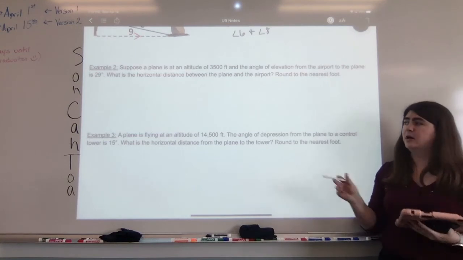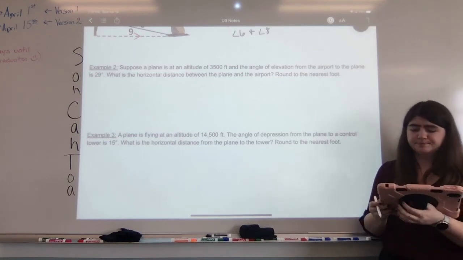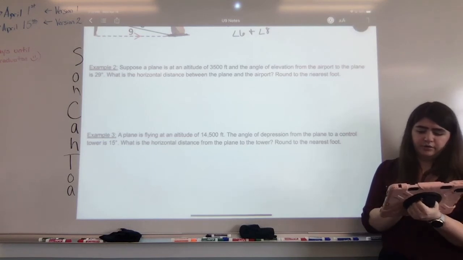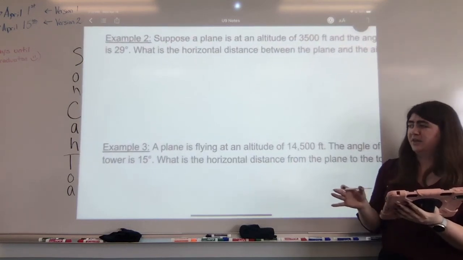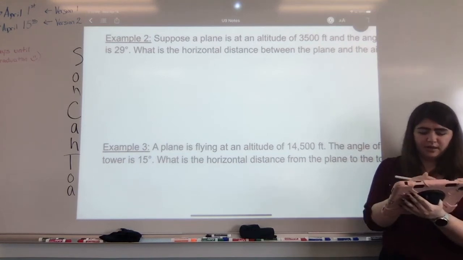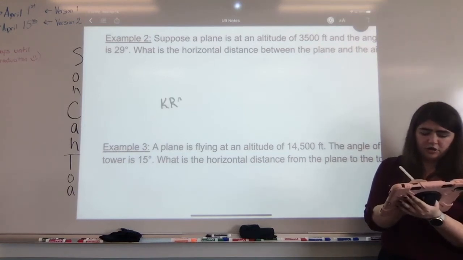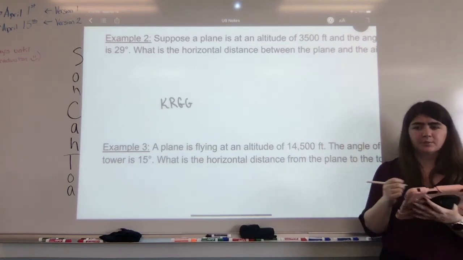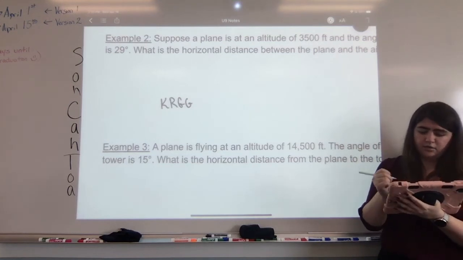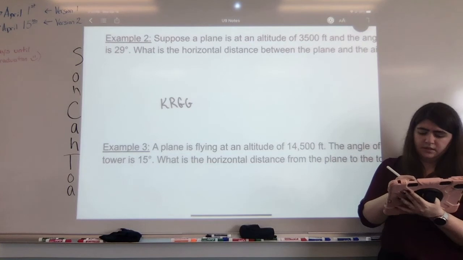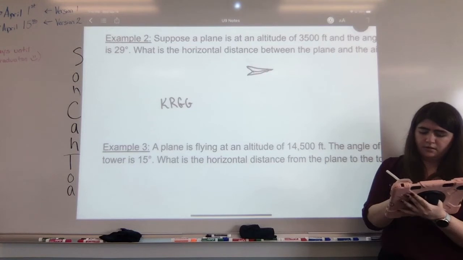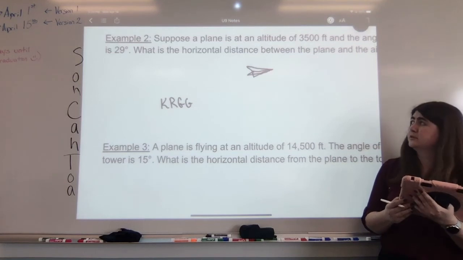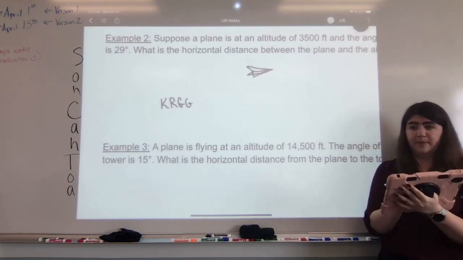All right, so it's going to be helpful for us if we draw a picture here. And I know from my students last year, they gave me the airport code, the letters, as K, R, G, G. So that's our airport. And somewhere off in the distance, we have an airplane that is flying at 3,500 feet. So we have this airplane. I'm going to do the best I can to draw this here. Okay, there's my airplane. Maybe you can draw a better one.